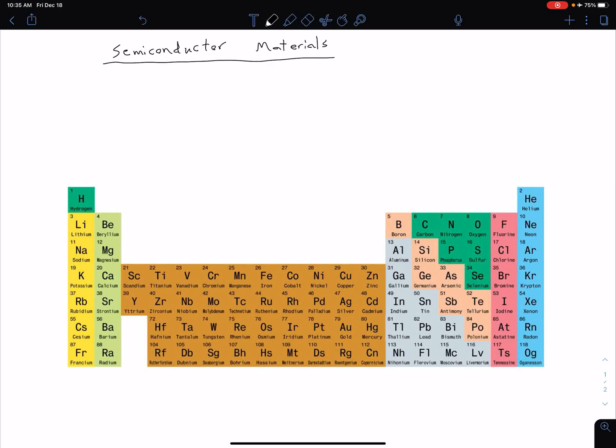Before we get into our more complex devices such as our diodes and transistors, we want to start talking about our semiconductor materials so that we can get an understanding of how these devices are working on a subatomic level. So, of course, you might recall from physics and chemistry classes what a semiconductor is. We can classify materials as either conductors, insulators, or semiconductors.